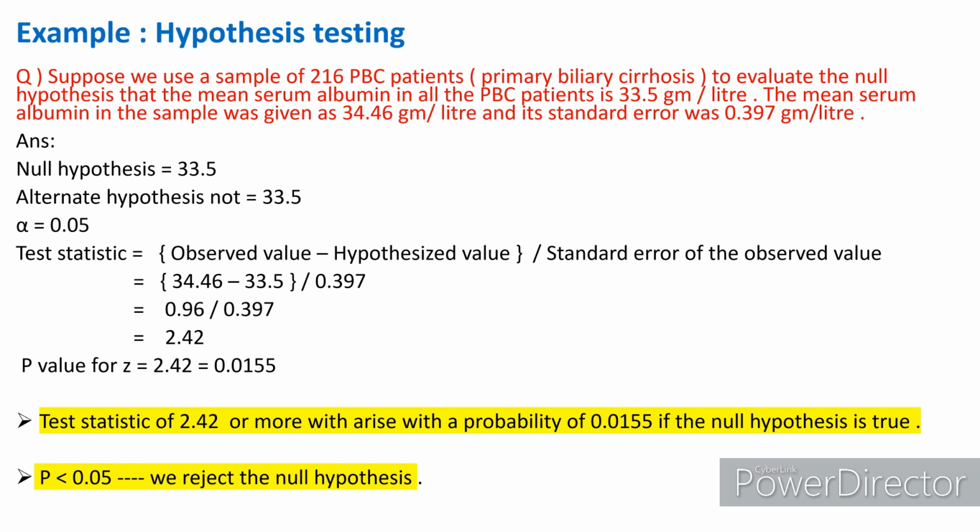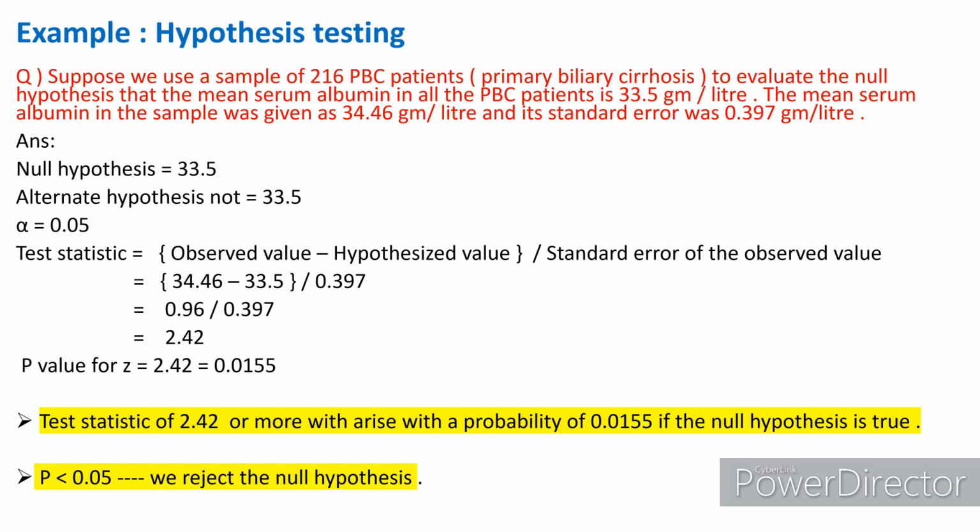And so what is the null hypothesis in this case? They are asking us to test 33.5 gram per liter because they have already given, to evaluate the null hypothesis that the mean serum albumin in all the PBC patients is 33.5. So we know the null hypothesis, and the alternate hypothesis will be not equal to 33.5. So what is the significance level? We will choose 0.05.